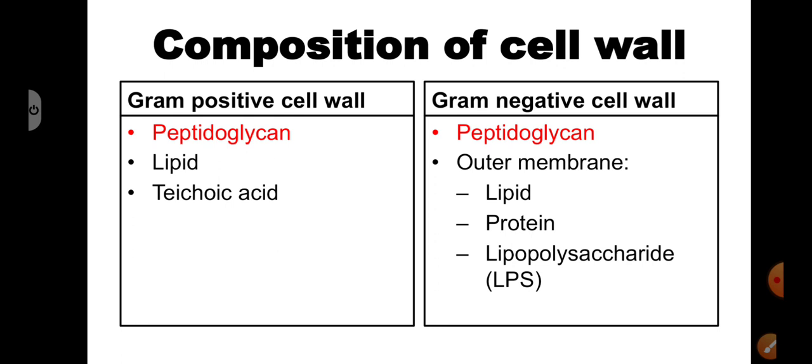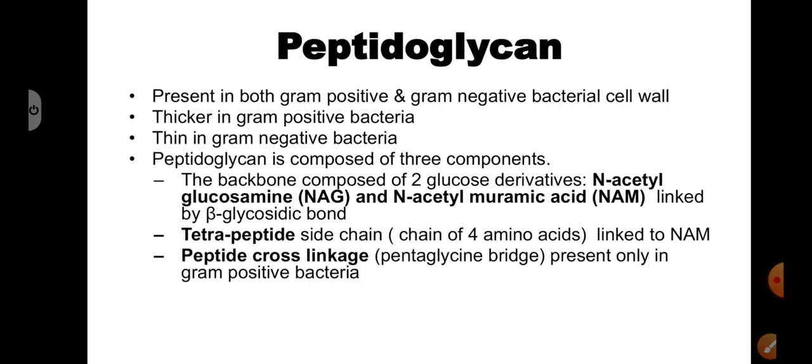So what is common to both the Gram-positive and Gram-negative cell walls? It is the peptidoglycan. So let us know more about peptidoglycan. Peptidoglycan is a component present in the cell walls of both Gram-positive and Gram-negative bacteria, but it is thicker in Gram-positive bacteria and thin in Gram-negative bacteria. And the peptidoglycan is composed of three components.